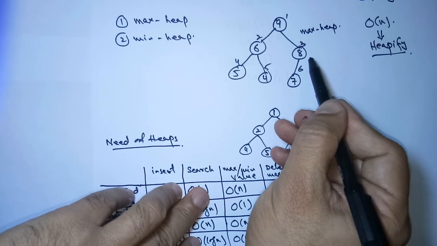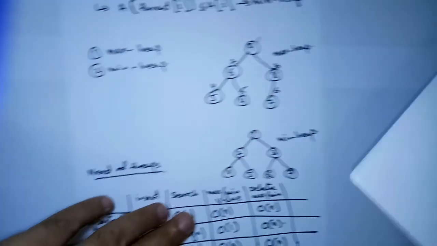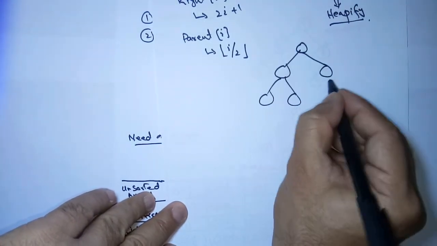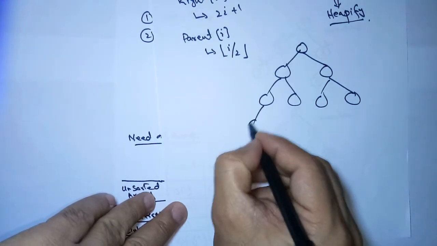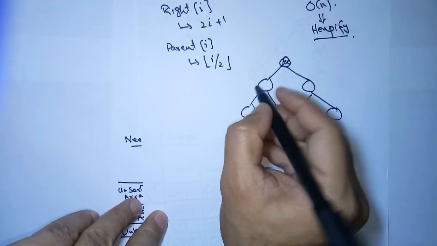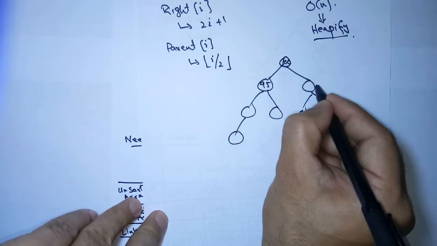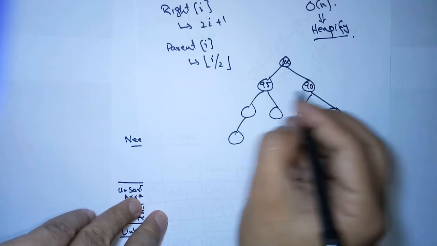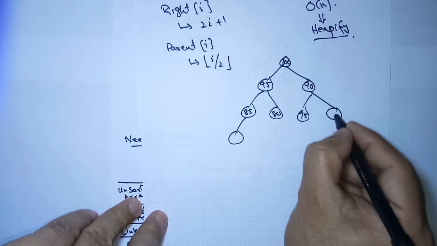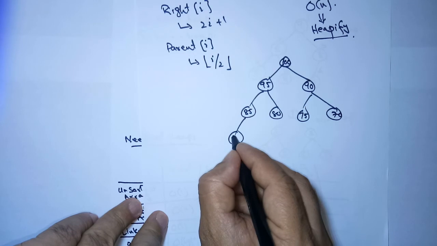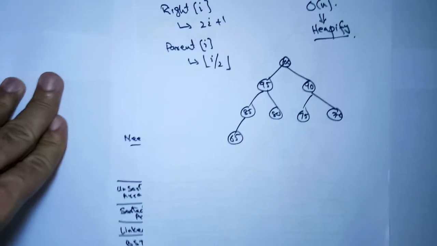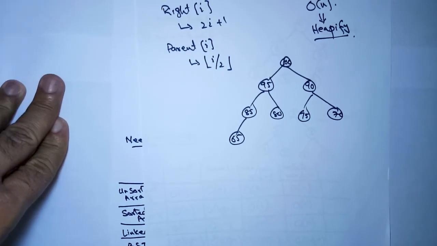I want to insert, let me just redraw one more heap, easier. So for example, this is 100, this is 95, and this is 90. This is 85, 80. This is, for example, 75 and 70. This is, for example, 65, and I want to insert 60. So how are you going to insert it? You can easily insert it after the last node.